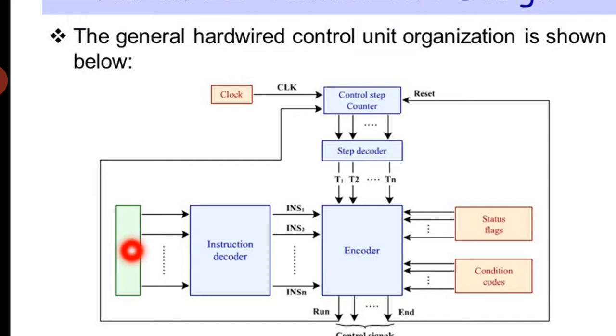For any instruction loaded into the instruction register, the decoder will set one of the output lines INS1 to INSN to 1, and all the remaining lines are set to 0. The input signals to the encoder block come from the step decoder, where the counter counts the number of clock pulses taken to execute a single instruction, and also from the instruction decoder, status flag information, condition code information, and external inputs.